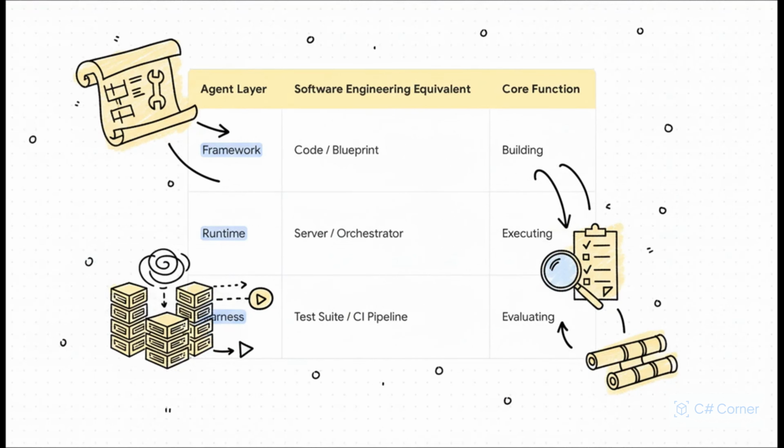Okay, this is the core idea right here. Just think of it like this. The agent framework is your code, your blueprint. It's where you build the agent's logic. The runtime is your server, your engine room. It's what executes that blueprint reliably. And finally, the harness is your test suite, your quality control. It's how you evaluate the agent to make sure it's actually working. Build, execute, evaluate. See? Simple.